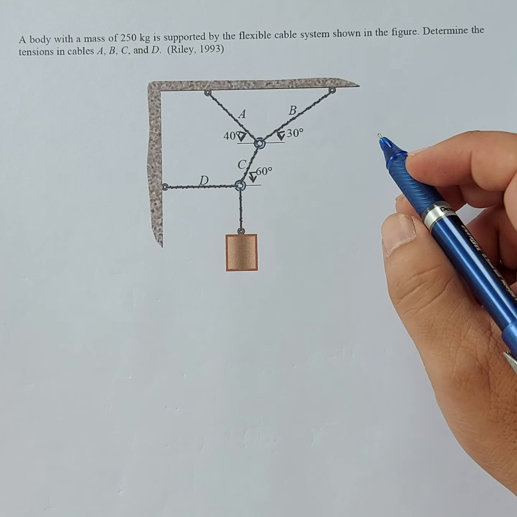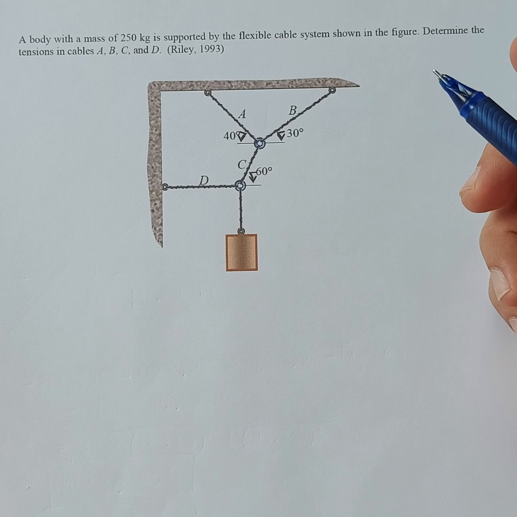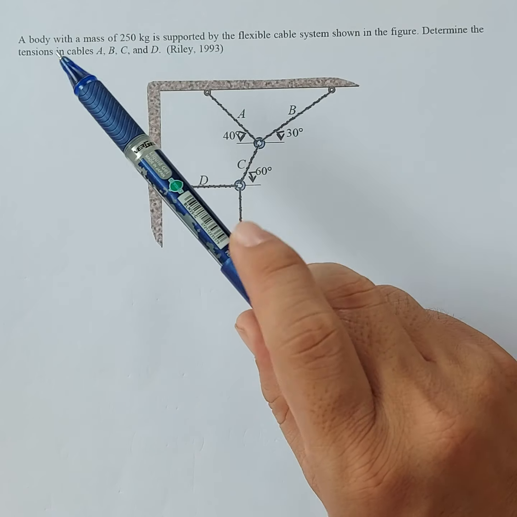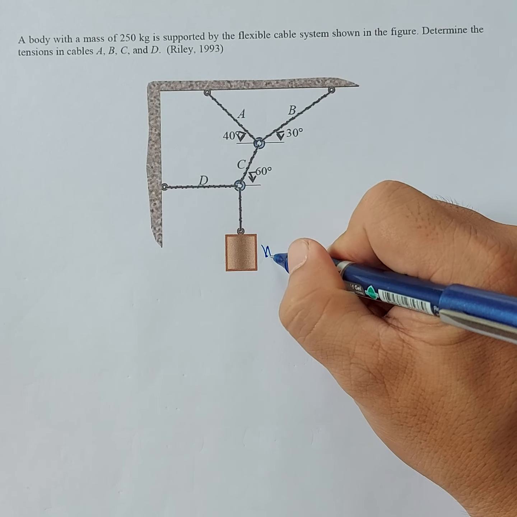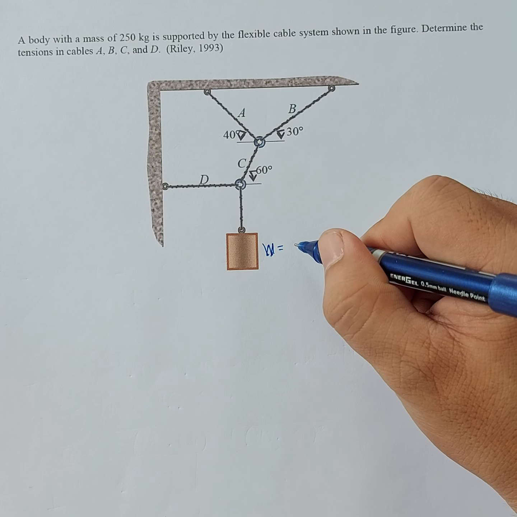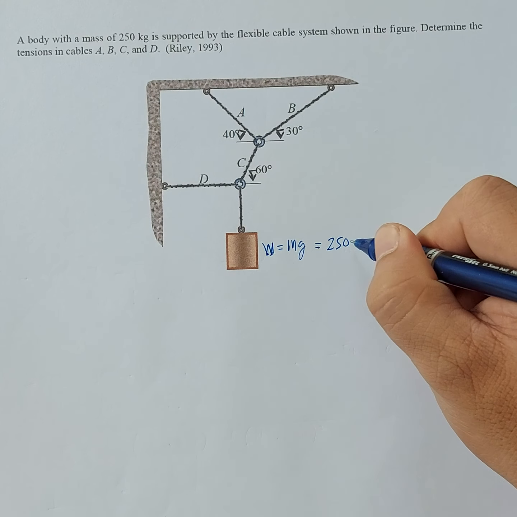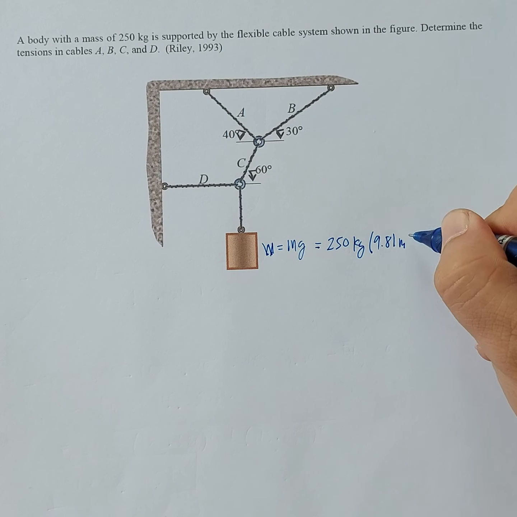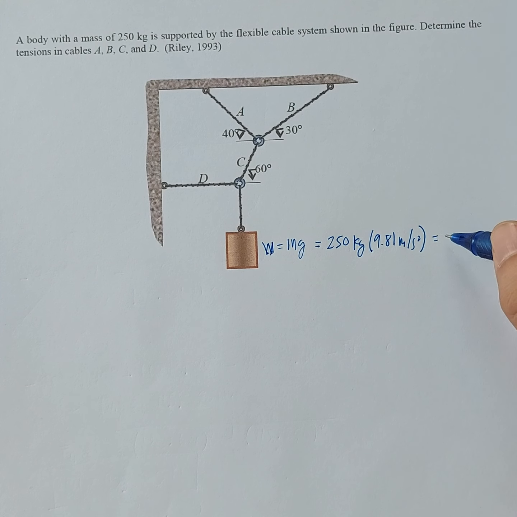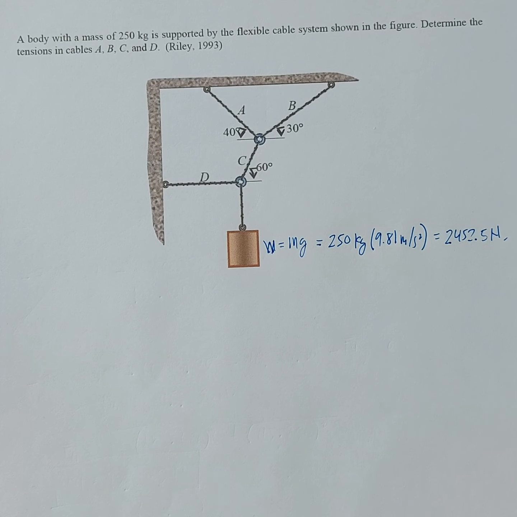So solve muna natin yung weight. Although you can express the tensions in terms of kilograms, mas maganda na express na lang natin in terms of force, which is in this case in newtons. How do we convert this mass into its equivalent weight? The weight of this block or body is equal to the mass times the gravitational acceleration g. So this is 250 kilograms times 9.81 meters per second squared, and the resulting value would be 2,452.5 Newtons. So this is the weight of the block or the body.